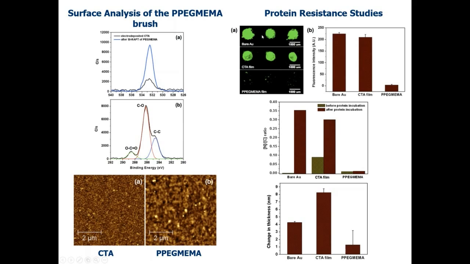As you can see here, the control with bare gold or just the chain transfer agent shows lots of protein that's been labeled with a green dye. They have adsorbed, whereas on the PEG film, there were barely any. So this bar chart shows those quantifications.